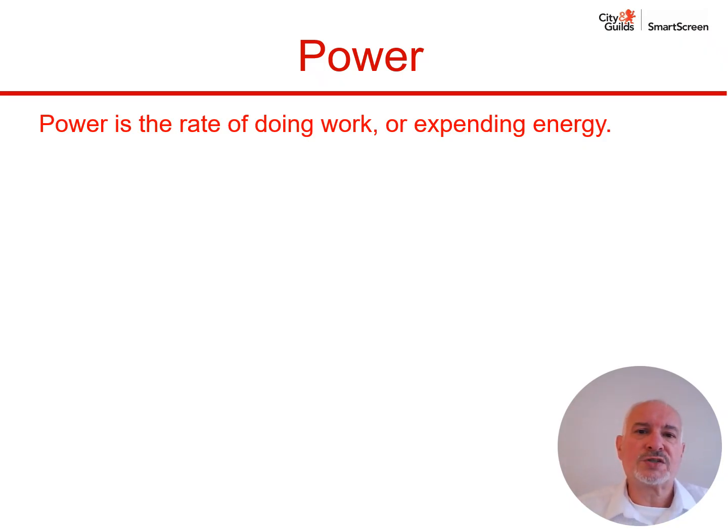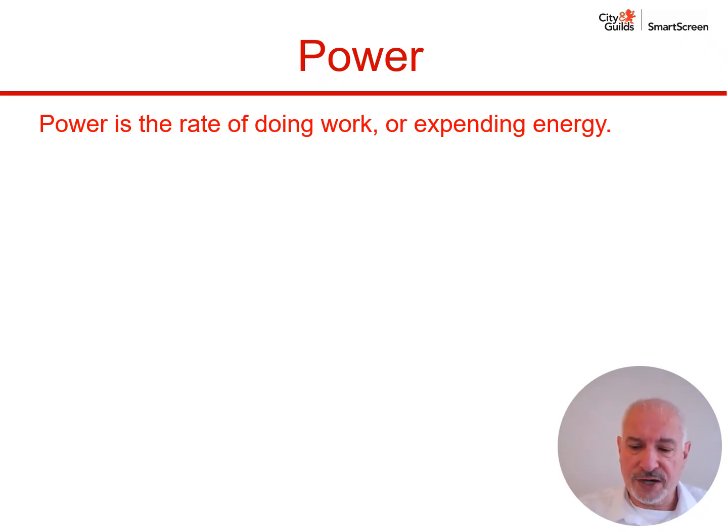Think about two sprinters that run the 100 meters. One sprinter can run that distance in 15 seconds and the other sprinter can run that distance in 10 seconds. So they've both done the same amount of work, they've both covered 100 meters, but the sprinter who can run it in 10 seconds has done that work at a faster rate. That's what power means, it's the rate of doing that work or the rate of expending energy.